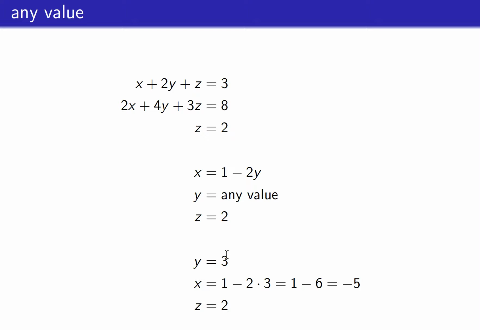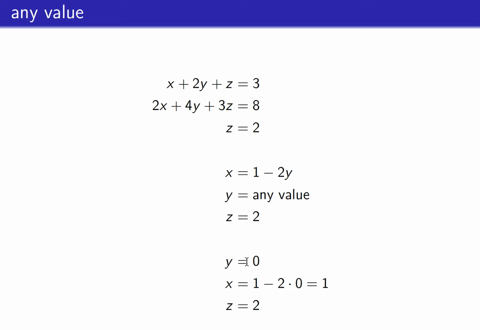But you didn't have to plug in 3. You could plug in any other number. You could plug in 0. Okay, plug in 0 into here. And then plug 0 into this equation here. 1 minus 0 is 1. And z is equal to 2. So plug these into here. X equals 1, y equals 0, z is equal to 2. 1, 0, 2. 1 plus 2 times 0 plus 2, that's 3. 2 times 1 plus 4 times 0 plus 3 times 2 should be 8. Just check, and z is equal to 2.